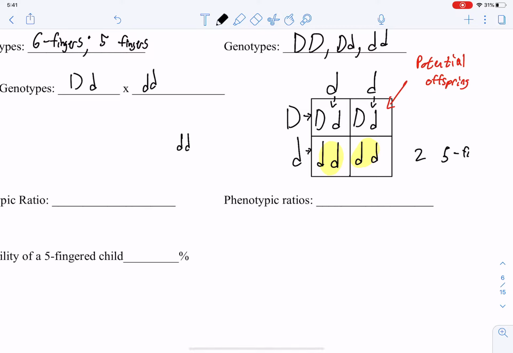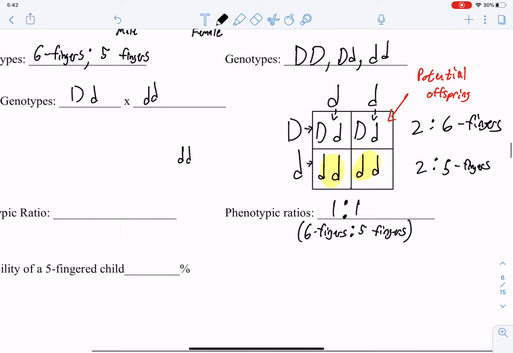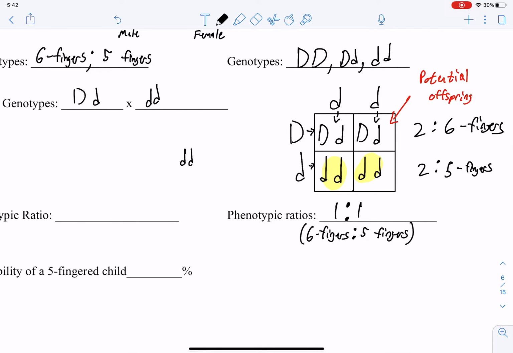Okay, so that's going to go in our phenotypic ratio, where we have 2 for 5 fingers, and then the 2 on top, these are 2 for 6 fingers. So our ratio, which compares our different options, is going to be 2 to 2 or 1 to 1. Right, so that's 6 fingers to 5 fingers. You don't normally need to put that in the bottom, but just for clarity. All right, for each child they have that could be 6 fingers, they have an equal chance that they could have a child with 5 fingers.